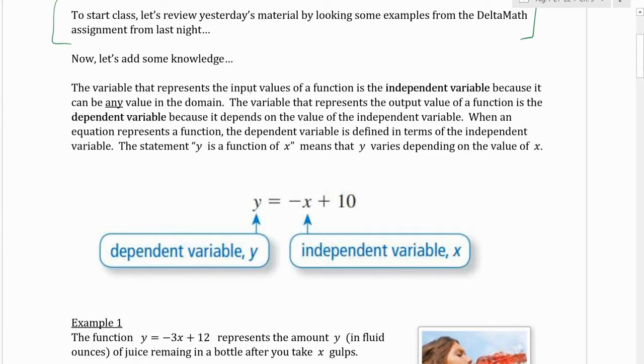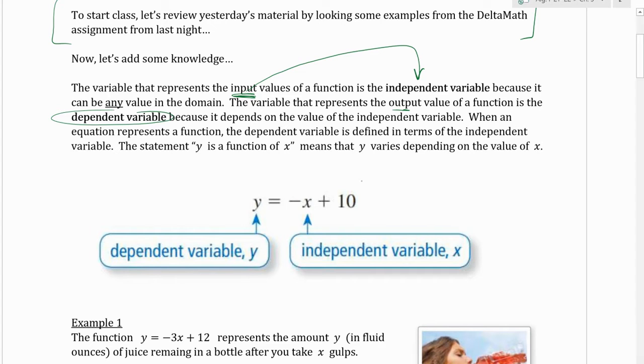So whatever you're inputting, those are your independent variables because you pick those independently on your own. You put whatever you want in there. It can be anything from the domain. And then the variable that represents the output, we call the dependent variable because it depends on the value of whatever you plugged in as the independent variable.